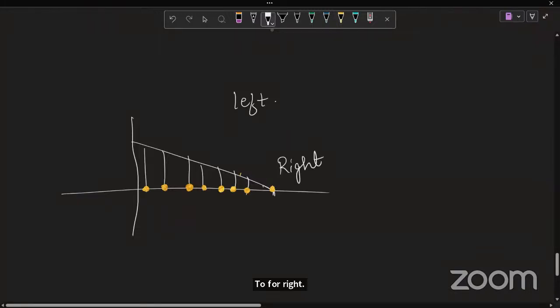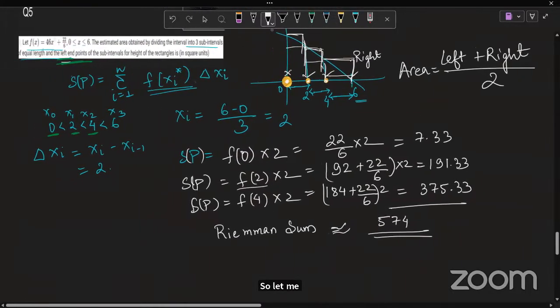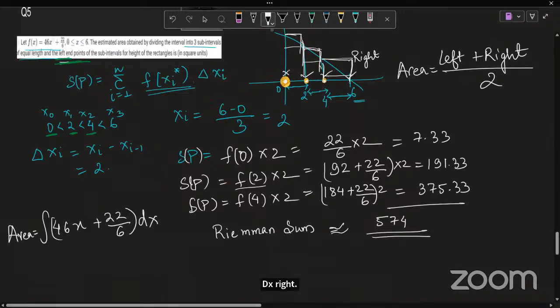Okay, let me give you an example. Solve this problem: let's find the area of this curve. Tell me what will be the area? It is the integration of (46x + 22)/6 dx, right? This will be the area. So it is 46 upon 6 times the integration of x dx plus 22 by 6 times the integration of dx.